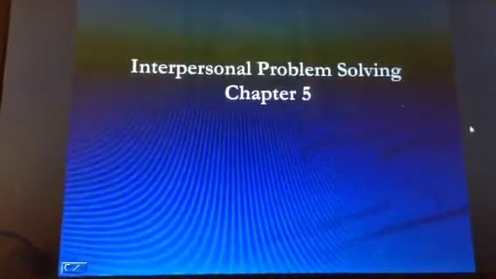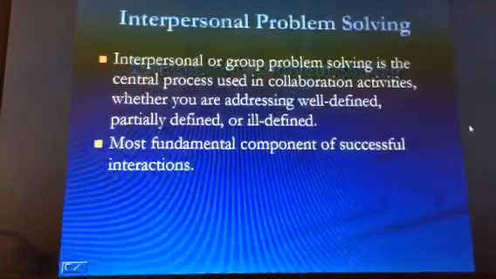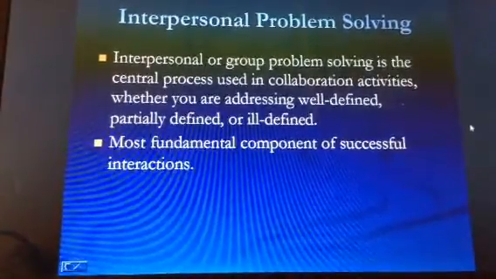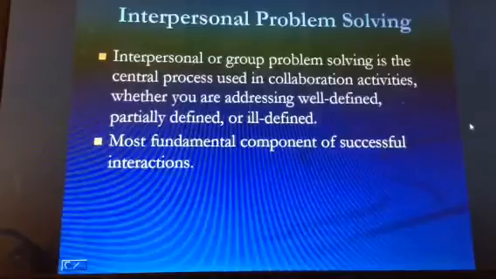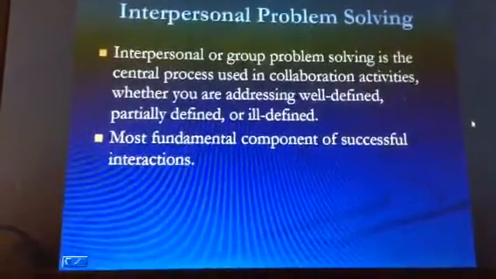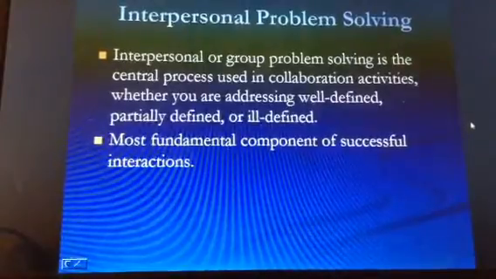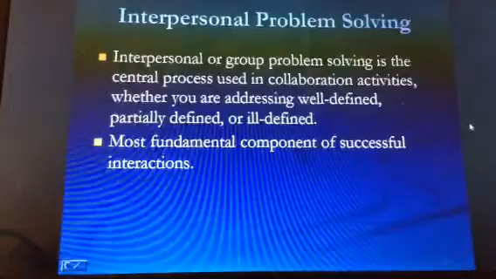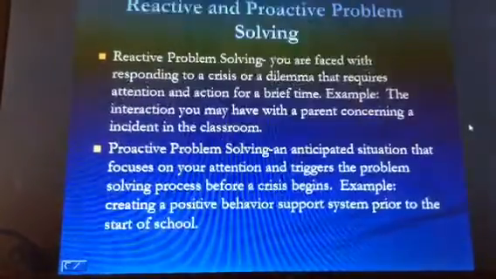Interpersonal problem solving, Chapter 5. Interpersonal problem solving. Interpersonal or group problem solving is the essential process used in collaboration activities, whether you are addressing well-defined, partially defined, or ill-defined problems. Most fundamental components of successful interactions.